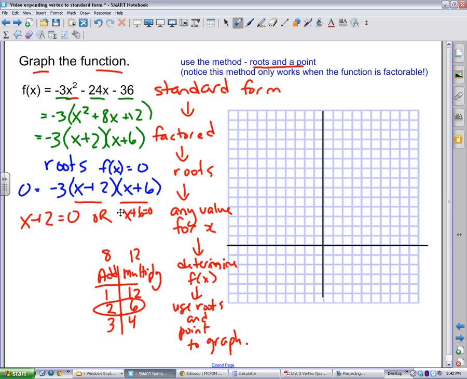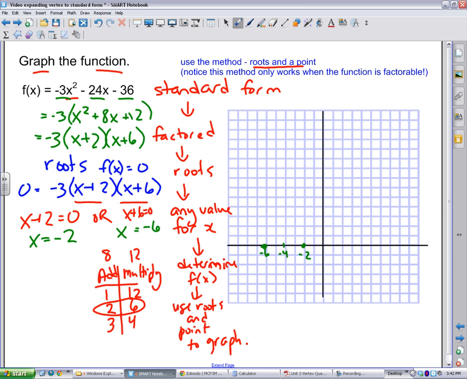So the value for x that makes x plus 2 equals 0 is -2. The value for x that makes x plus 6 equals 0 is -6. So I now have my roots. I will plot those. So let's see, -2, -4, and -6 here. So there's one root, there's the other root.